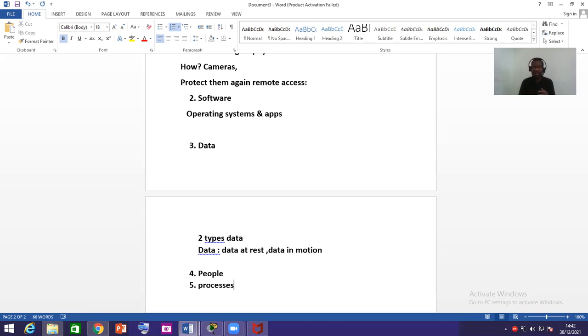Like cameras, printers, wireless devices, routers, switches. You need to protect first the hardware in your company. And when we are talking about that particular protection, we are talking about protection against physical and remote access. Make sure that nobody can access your devices physically or remotely, right? I told you that you need to have locks. You need to lock your devices, especially servers, switches, and routers.